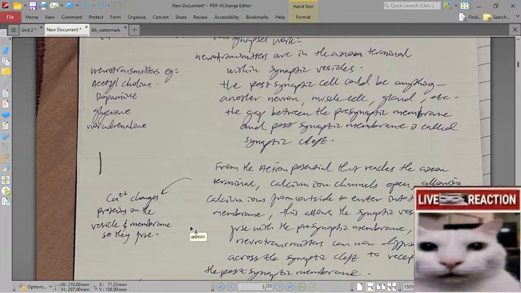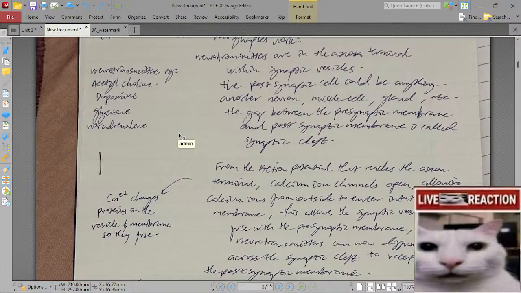Neurotransmitters are the... can't read that, buddy. Terminal within synaptic vesicles. Okay, yeah, that's the presynaptic, right? So the postsynaptic cell could be anything: another neuron, muscle cell, gland. Oh, right. Okay. Wait, really? A muscle cell?